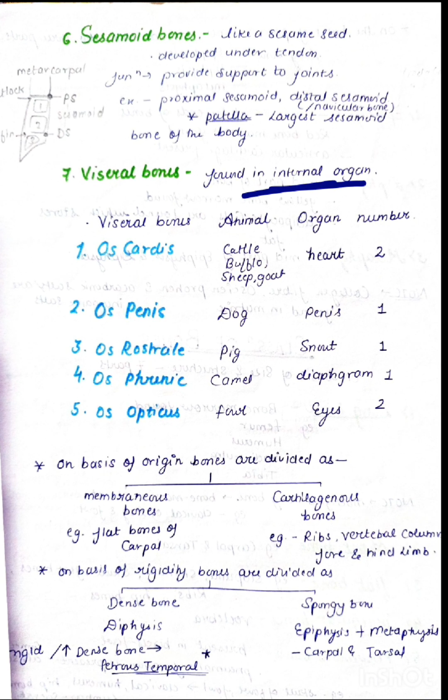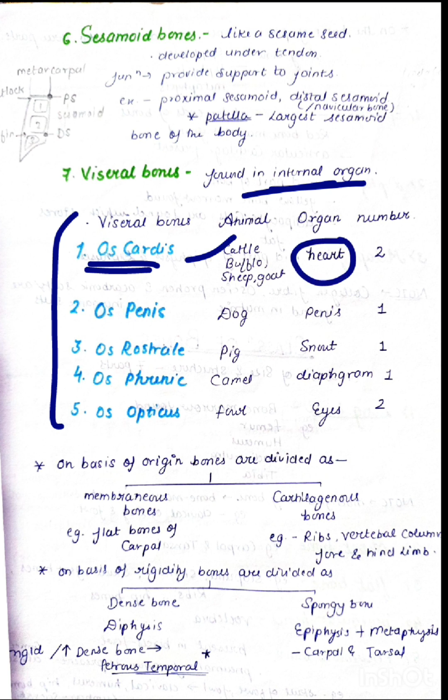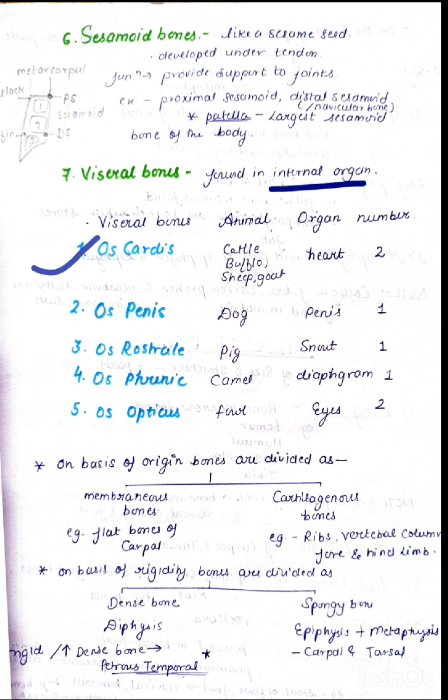Visceral bones are those bones which are not actually in bone form, but are present in the residual form within internal organs. There are five: Os cordis, Os penis, Os rostrale, Os phrenicum, and Os opticum. Os cordis is found in the cow, buffalo, sheep, and goat. Please learn these very clearly. By the words, we can clearly learn them.